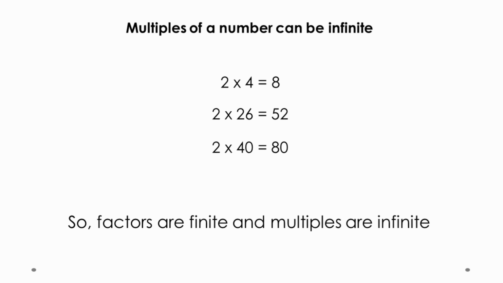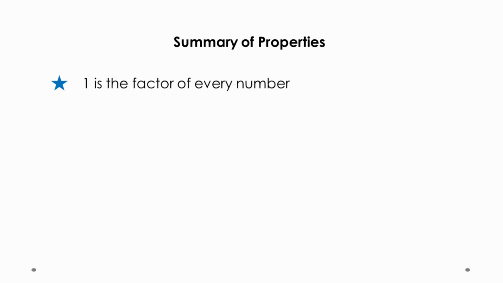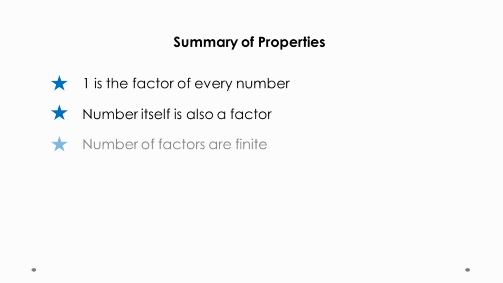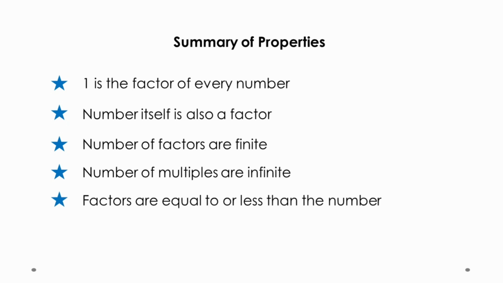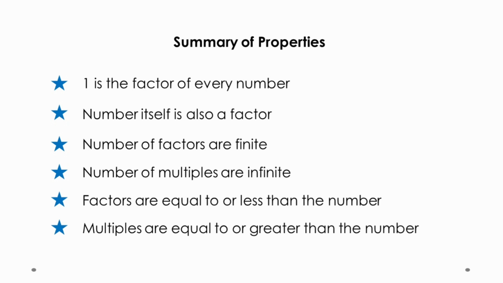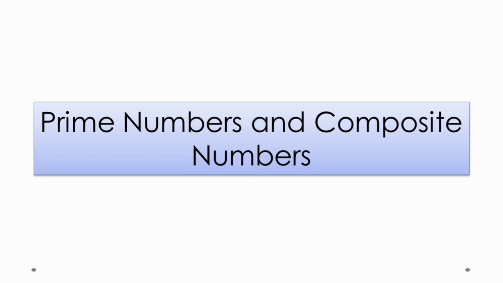To summarize, 1 is the factor of every number. Number itself is also a factor. The number of factors are finite. Number of multiples are infinite. Factors are equal to or less than the number. Multiples are equal to or greater than the number. Let's move on to prime numbers and composite numbers.